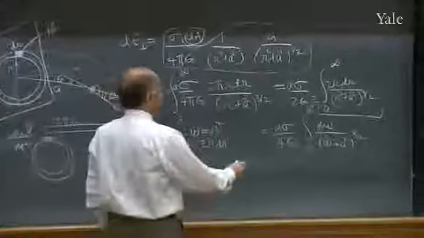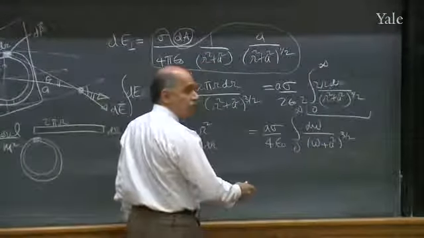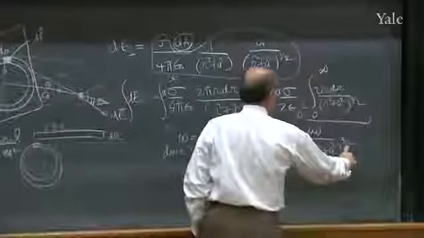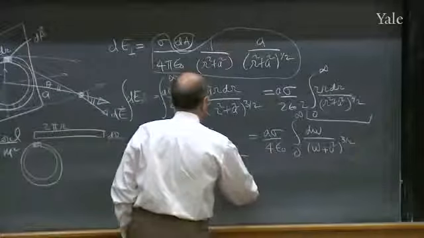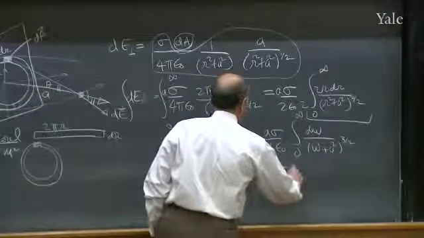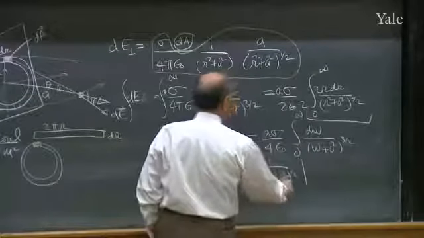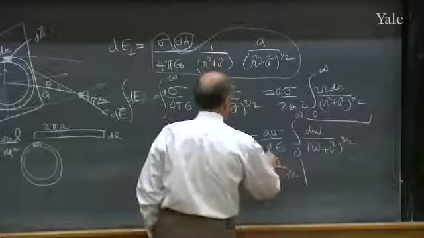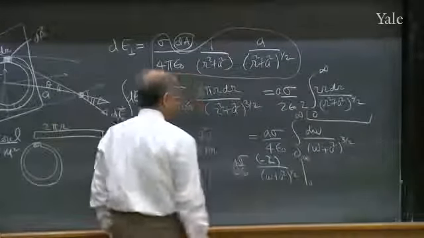Now this is a simple integral. dx over (x plus some number) to some power is x to the n plus 1 over n plus 1, but n is now minus 3 over 2. So you get sigma over 4 epsilon 0 divided by (w plus a squared) to the minus half, divided by minus 1/2, which is minus 2 on the top, and that goes from infinity to 0.